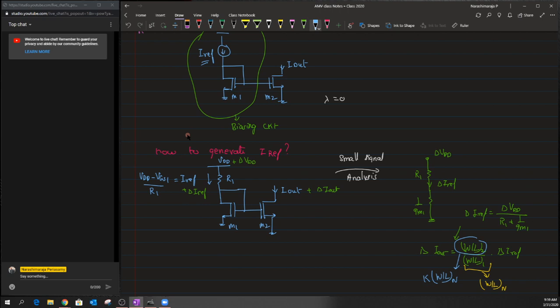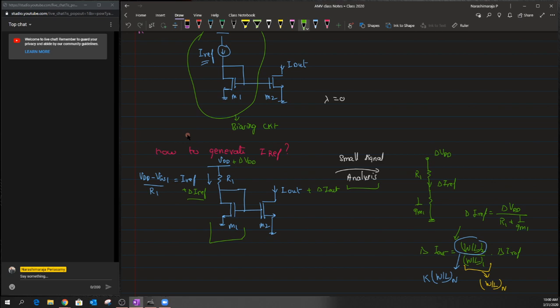And we wanted to know about the sensitivity of this circuit whenever there is a variation in this supply. So we add a small wiggle around this VDD, and that in turn resulted in a small signal current, which is written as delta I reference. We used a simple small signal analysis here in order to evaluate that current delta I reference, and we modeled this transistor M1 in terms of a small signal resistor.